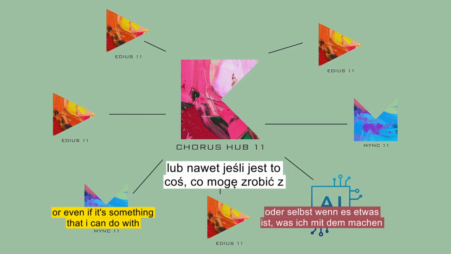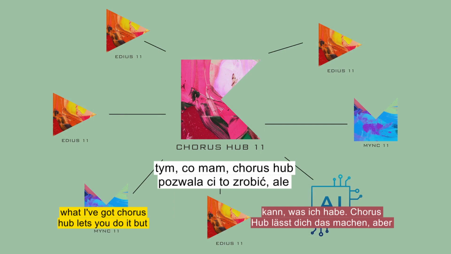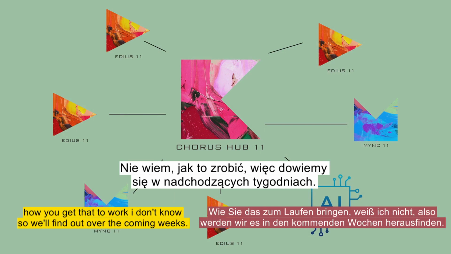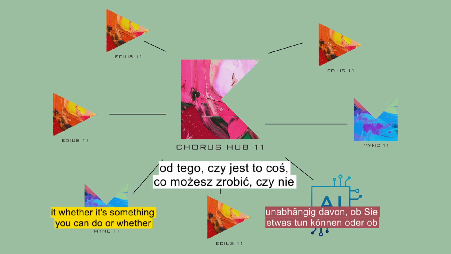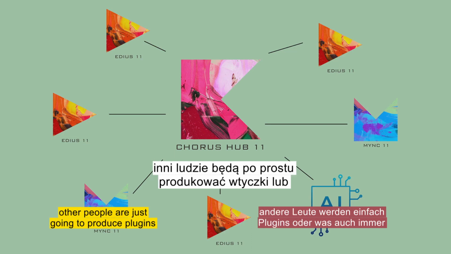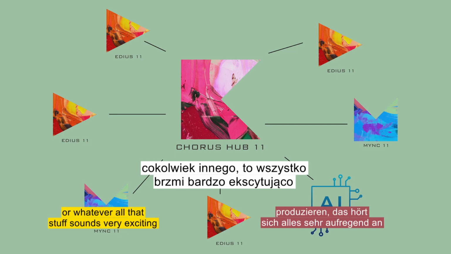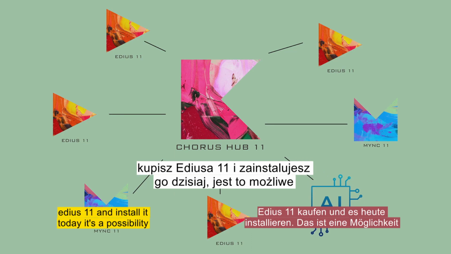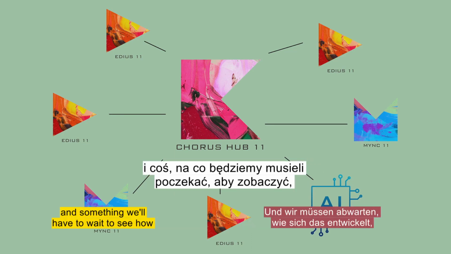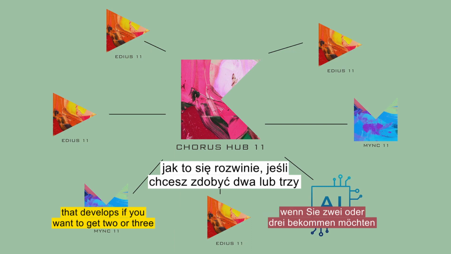Now, I don't actually know how to get any of that working or even if it's something that I can do with what I've got. Chorus Hub lets you do it, but how you get that to work, I don't know. So we'll find out over the coming weeks how easily you can get those things added to it, whether it's something you can do or whether other people are just going to produce plugins or whatever. All that stuff sounds very exciting, but don't expect to get it if you just buy Edius 11 and install it today. It's a possibility and something we'll have to wait to see how that develops.